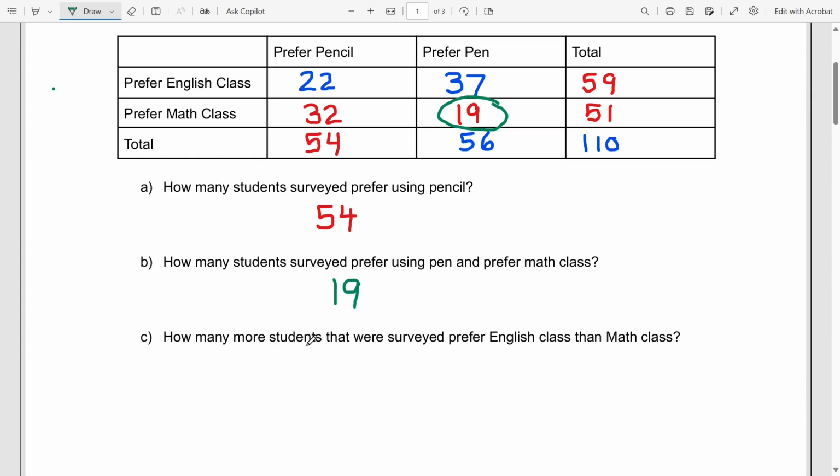Okay, and then how many more students that were surveyed prefer English class than math class? So we had 59 that preferred English and only 51 that preferred math. So how many more? We're going to do 59 minus 51. And that's going to give us 8 more students preferred English class than math class. Okay, so that's our first example. Let's take a look at another one.